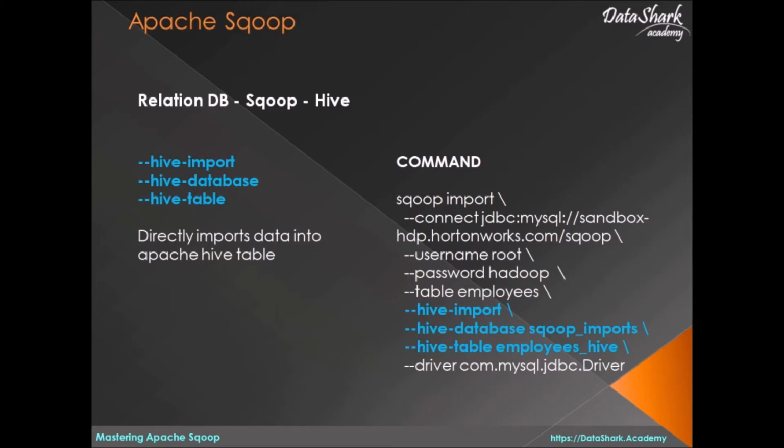Next one is Hive database. This indicates the database that will hold this data. And the last one is Hive table name. So here you can specify the name of the table which will be created in Hive after you import the data. Now this is important to remember: you must have the Hive database already existing before you run this command. Otherwise, Sqoop will not allow it. It will create the table for you, but the database must be existing.